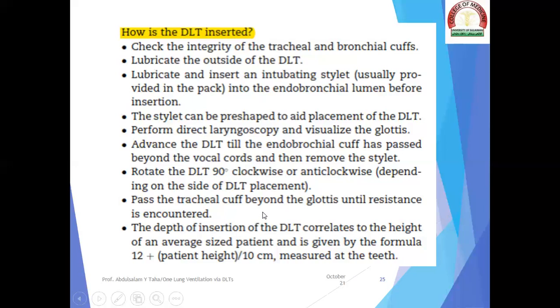The depth of insertion of the double lumen tube correlates to the height of an average size patient and is given by the formula 12 plus patient height divided by 10, in centimeters, measured at the teeth.